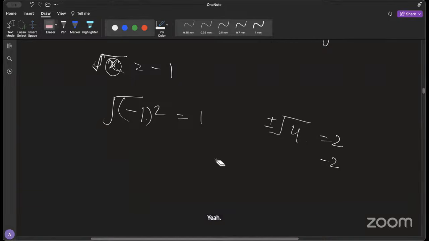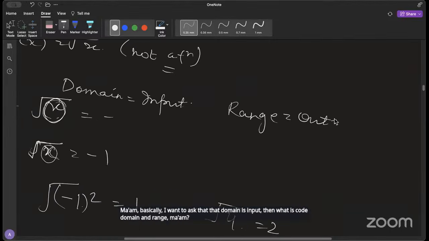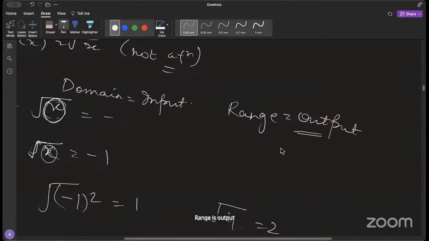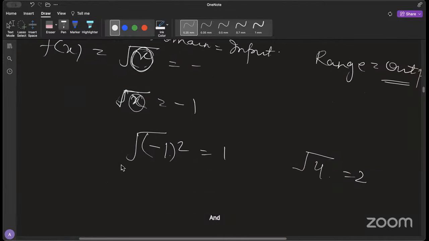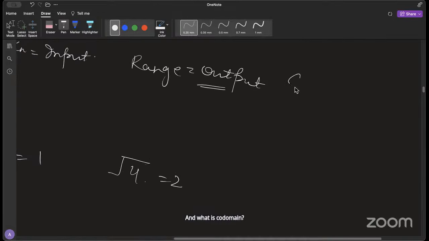Ma'am, basically, I want to ask, domain is input. Then what is codomain and range? Because I get confused in these terms. Range is output. Range means all output values. And codomain is all elements of B, which contains your possible values of output.